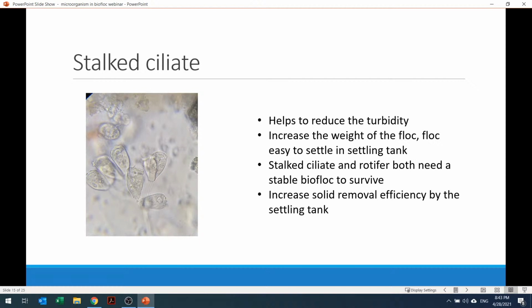Stalk ciliate and rotifer both need a stable biofloc so that they can survive. If there is no observation of these two organisms in the biofloc, it means that the biofloc system is not stable yet. It might take a bit of time before it becomes stable and ready for the shrimp.